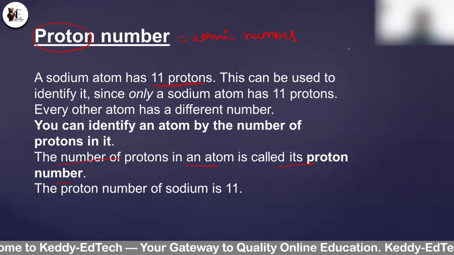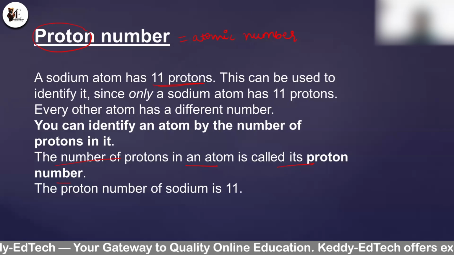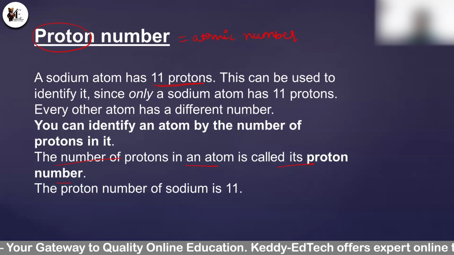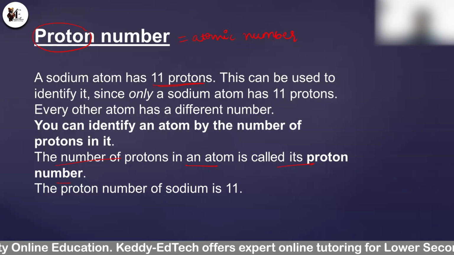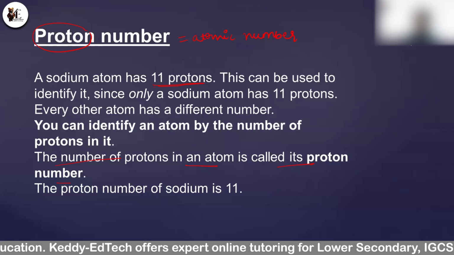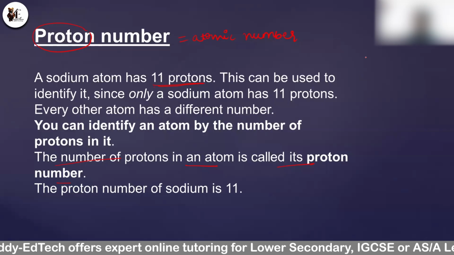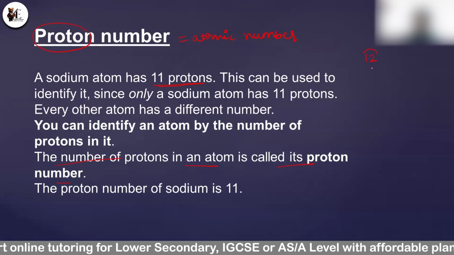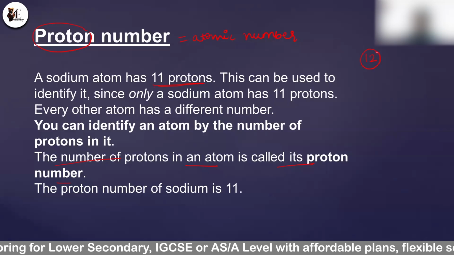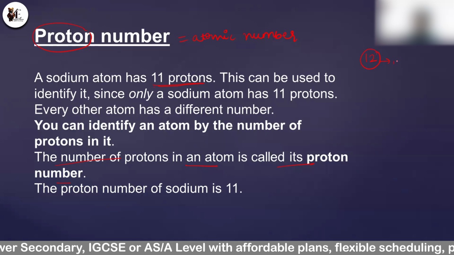So if I say that I have an element which has 11 protons, you can easily identify by looking at your periodic table that ma'am is talking about sodium, whose chemical symbol is Na. If I ask that I have an element whose proton number is 12, you look at your periodic table, at atomic number 12 is magnesium.